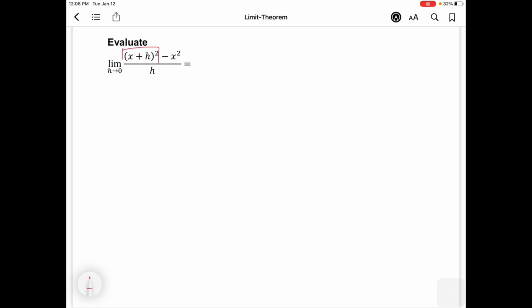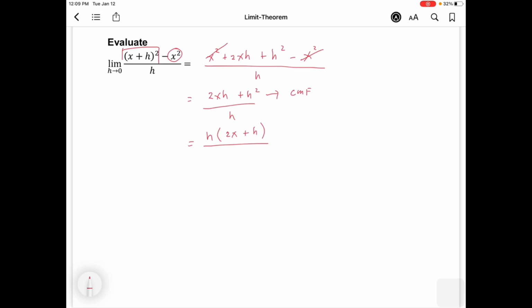We will have the square of a binomial: x squared plus 2xh plus h squared, minus x squared, all over h. Then, we can cancel the x squared and the x squared, because one is positive and one is negative. So, we are left with 2xh plus h squared all over h. Then we apply here the CMF or common monomial factor. The common factor here is h times (2x plus h), all over h. Then cancel. We will have 2x plus h. Then apply the approach, as h approaches 0.